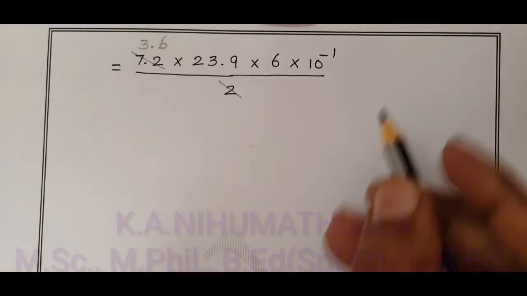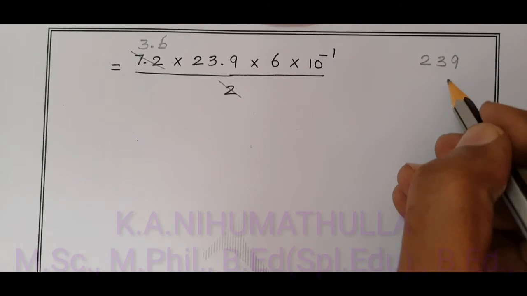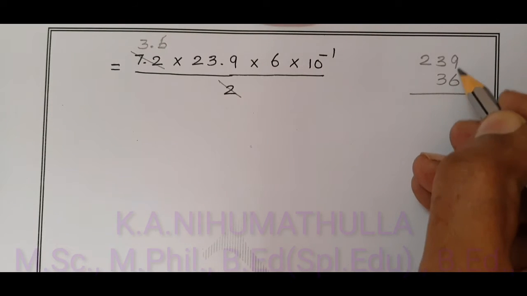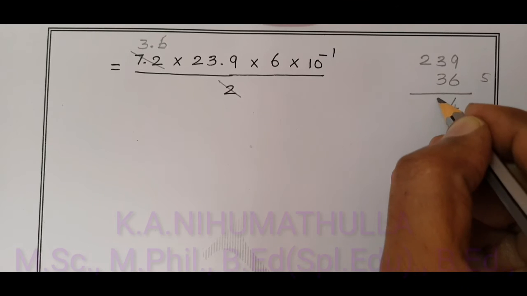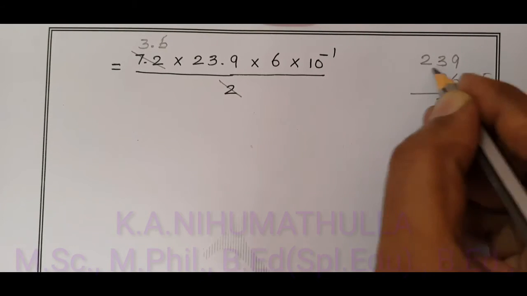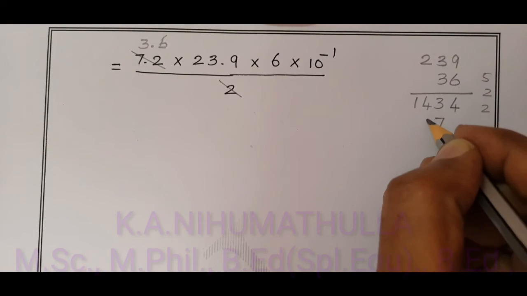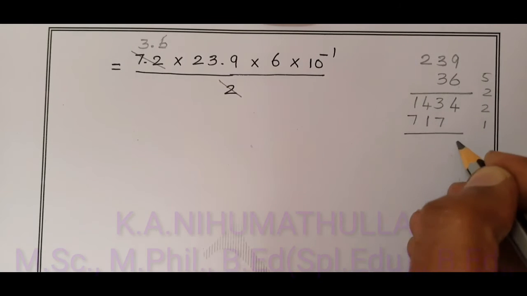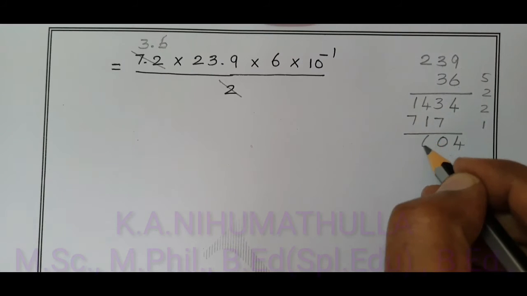We have to multiply all these. First, 239 into 36 will give the answer. Then 6 into 9s are 54, remaining 5, 18, 23, remaining 2, 12, 14, 3 into 9s are 27, remaining 2, 11, remaining 1, 3 into 2s are 6 plus 1 equal to 7, 4, 10, remaining 1, 5 plus 1 equal to 6, here 8.